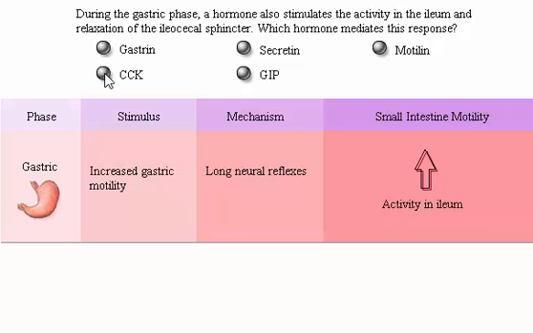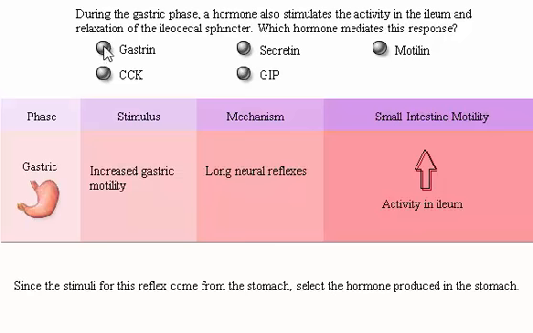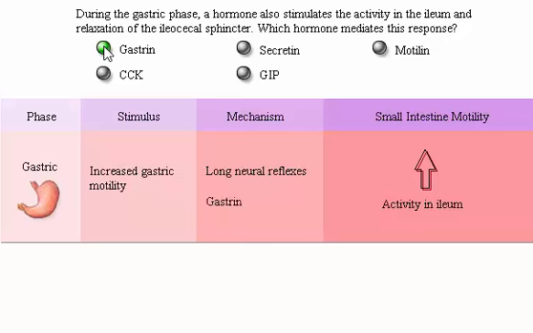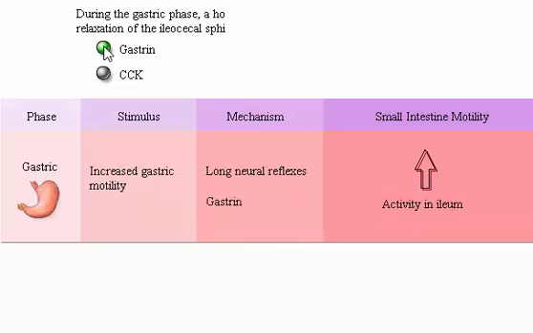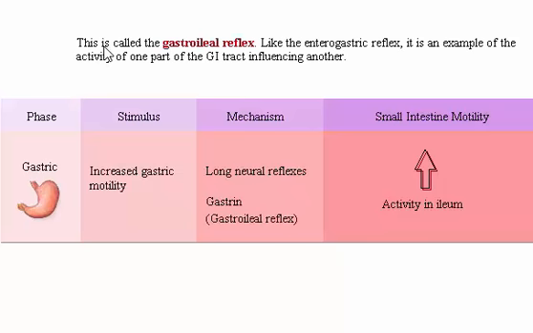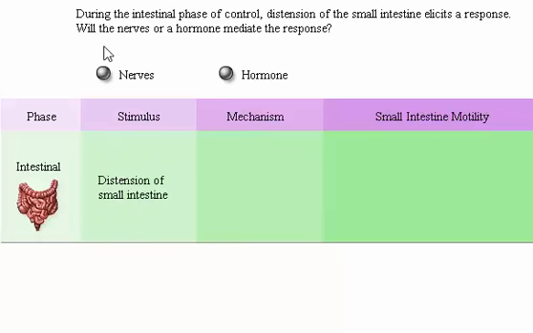During the gastric phase, a hormone also stimulates the activity in the ileum and relaxation of the ileocecal sphincter. Which hormone mediates this response? This is called the gastroileal reflex. Like the enterogastric reflex, it is an example of the activity of one part of the GI tract influencing another.